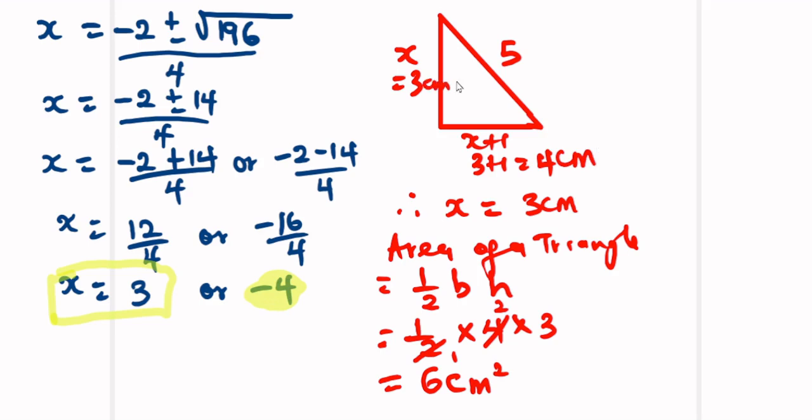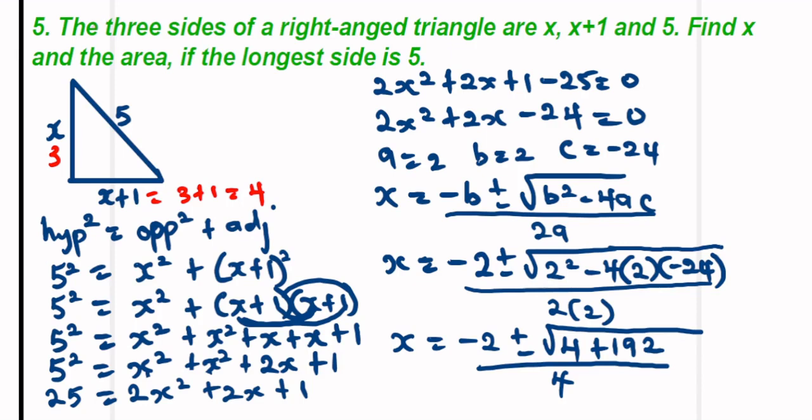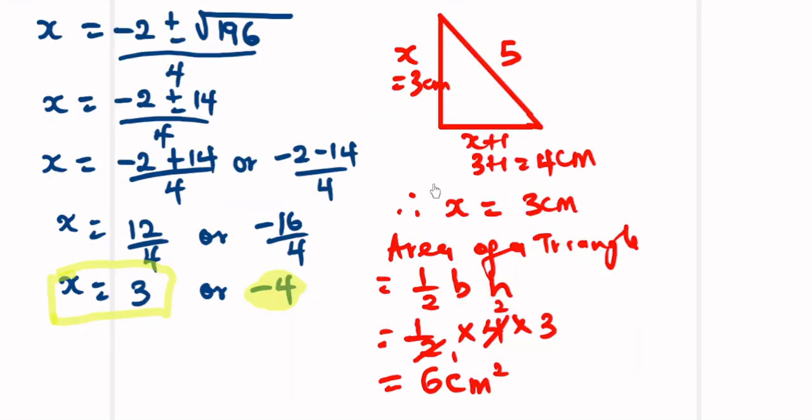The reason I actually gave it a unit is so we'll be able to square the unit. The question did not actually come with a unit. It says the 3 sides of a right angle triangle are x, x plus 1, and 5. Find x and the area if the longest side is 5. So there's no unit. I added a unit there so we can square the unit because of the area we just looked for. So now I've been able to get the answer for question number 5, which is the last question in this video.